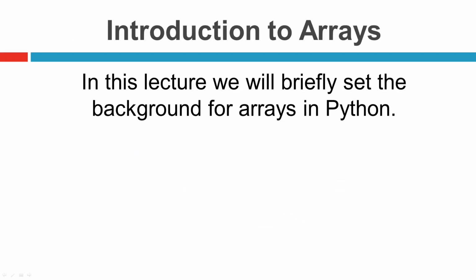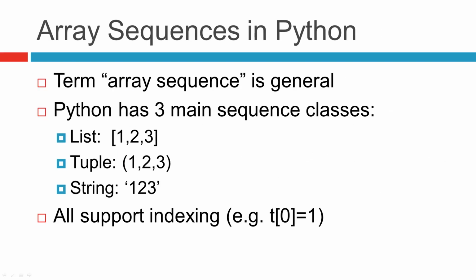Just a brief introduction to arrays, very brief, on what we're actually talking about when we use the term arrays in Python. Array sequences in Python, sometimes you'll hear the term arrays and strings as array sequences in Python. That's because the term array or array sequence is pretty general across all languages. And in Python, we have three main sequence classes. At least these are the three main ones we're going to focus on in this section. We have the list, the tuple, and the string.